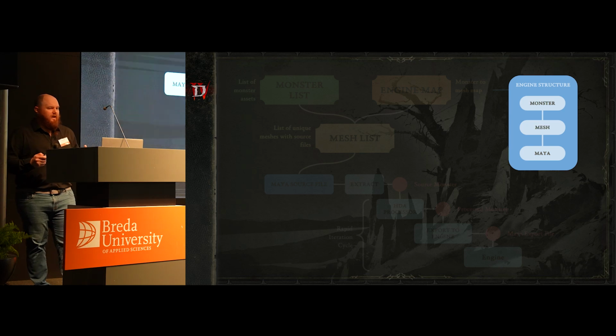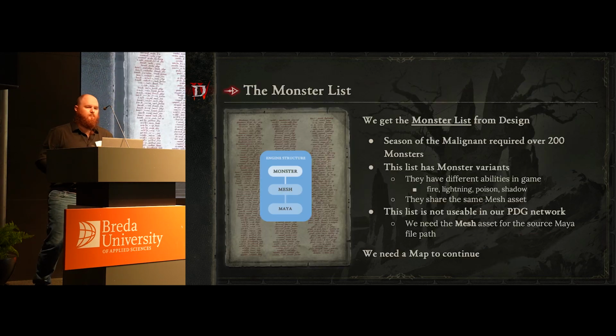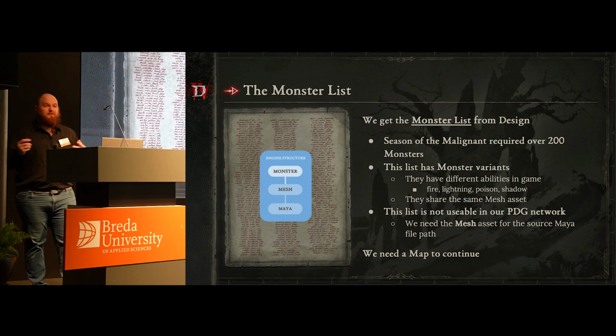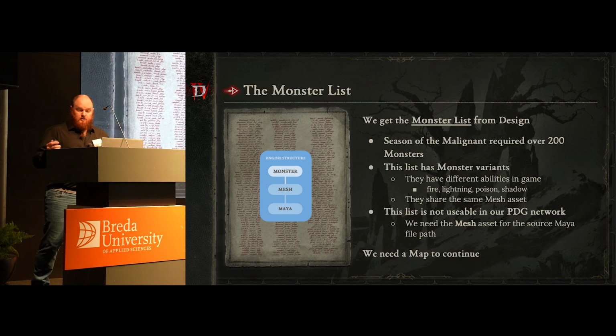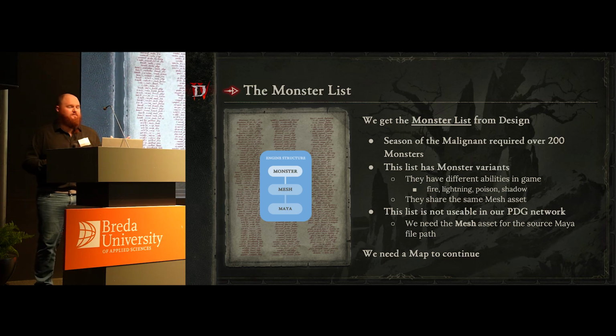But the first thing we're going to look at here is the monster list. We get the monster list from our designers. Season of the Malignant required over 200 monsters. This monster list had variants. Variants basically means they've got different abilities, so fire, lightning, poison, shadow, but they all use the same mesh.